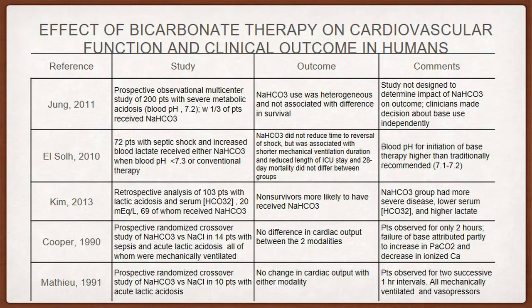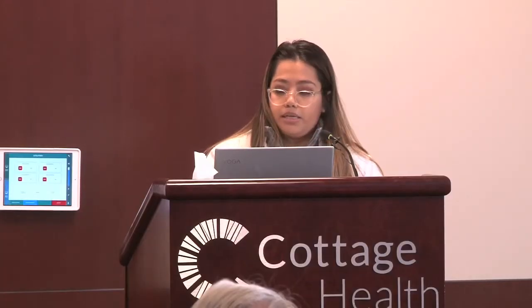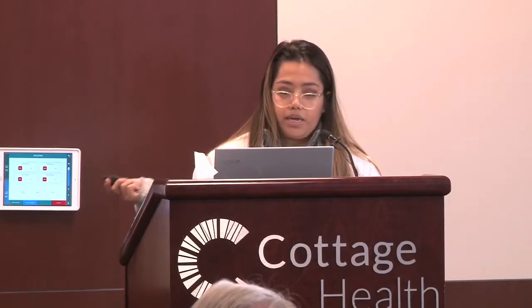The next study would be in 2010. 72 patients with septic shock and increased blood lactate received sodium bicarb for a pH less than 7.3 versus conventional therapy. What that study showed was that there was no reduction to reversal of shock, but it was associated with shorter mechanical ventilation duration and length of stay in the ICU. But the 28-day mortality did not differ between the groups. Of note for that study, the pH for initiation of treatment was higher than what's traditionally recommended, which is 7.1 to 7.2. The next three studies we'll take a look at in more detail.